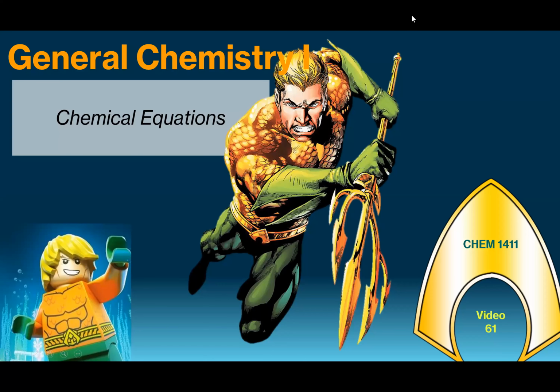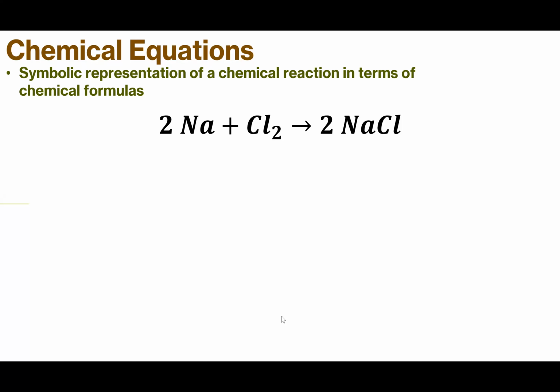Alrighty, for this video, what we're going to talk about are chemical equations. Essentially, a chemical equation is a way we express how reactions work. We're getting to the point where we're going to start talking about chemical reactions. The chemical equation is a symbolic representation of that chemical reaction in terms of chemical formulas. This is like the language of chemistry. How do we do these things and how do we write them?